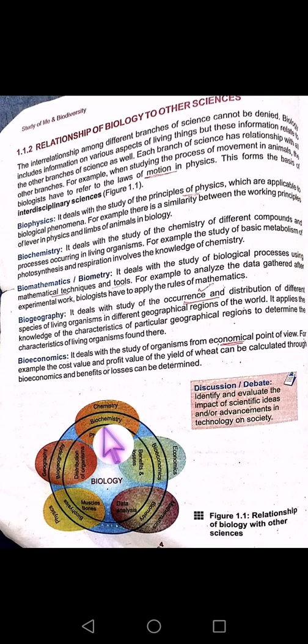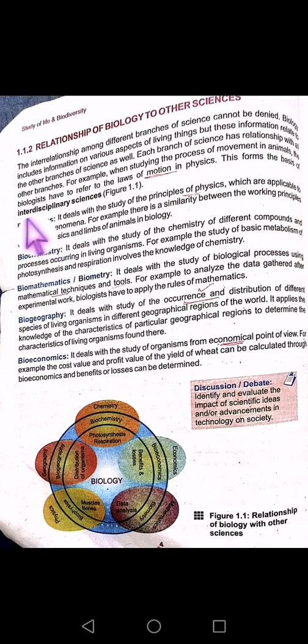Fine. Then comes biogeography. It deals with the study of the occurrence and distribution of different species of living organisms in different geographical regions of the world. As we know, the world has been divided into multiple areas, southern, northern parts, and further they are divided into many subcontinents, oceans, and all these things. How every organism has been distributed and their species are living in different areas. This biological interaction of geography is known as biogeography.